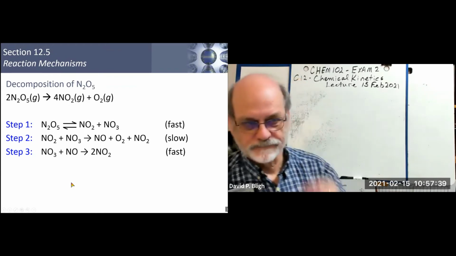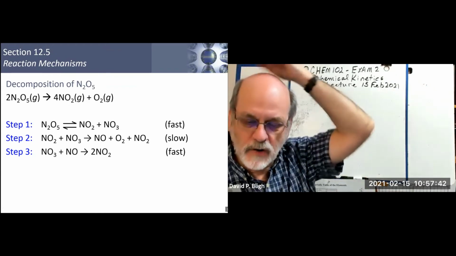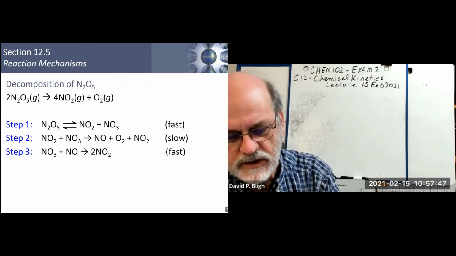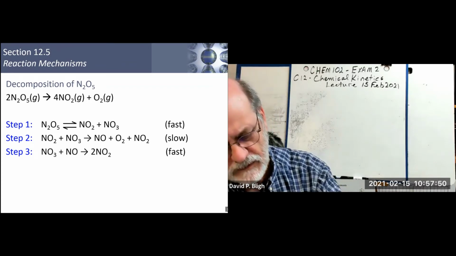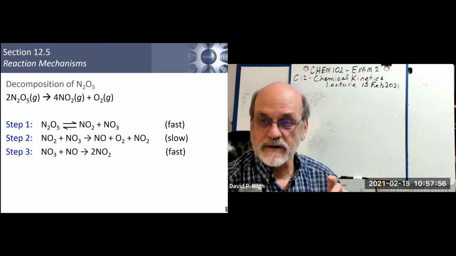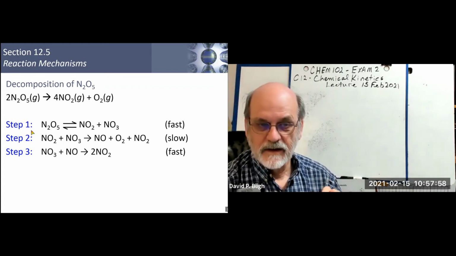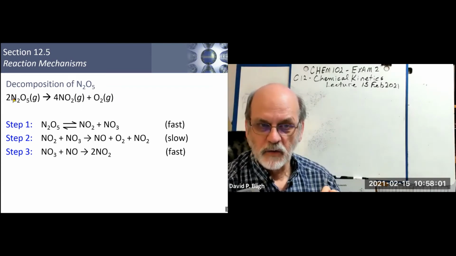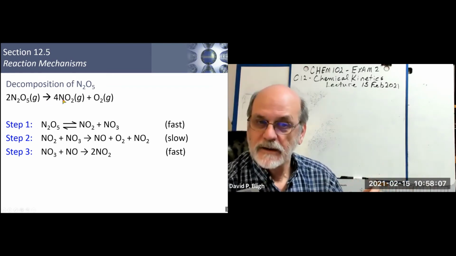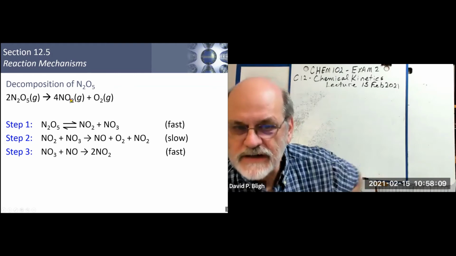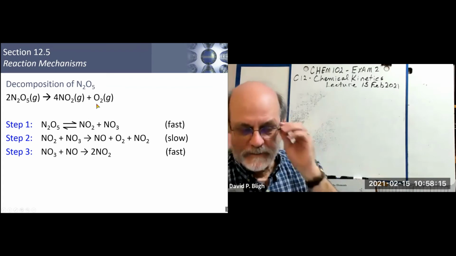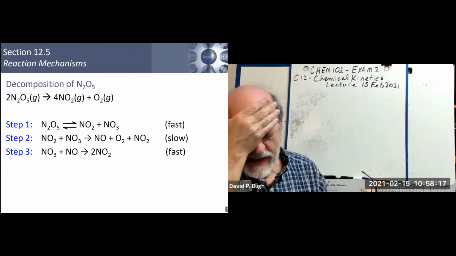Okay, so here's an example. We're going to look at the decomposition of dinitrogen pentoxide. So here's the overall balanced equation. We know this is the reactant, unimolecular, at least overall, and it produces nitrogen dioxide and oxygen in those proportions. So here's a proposed mechanism, 3 steps.